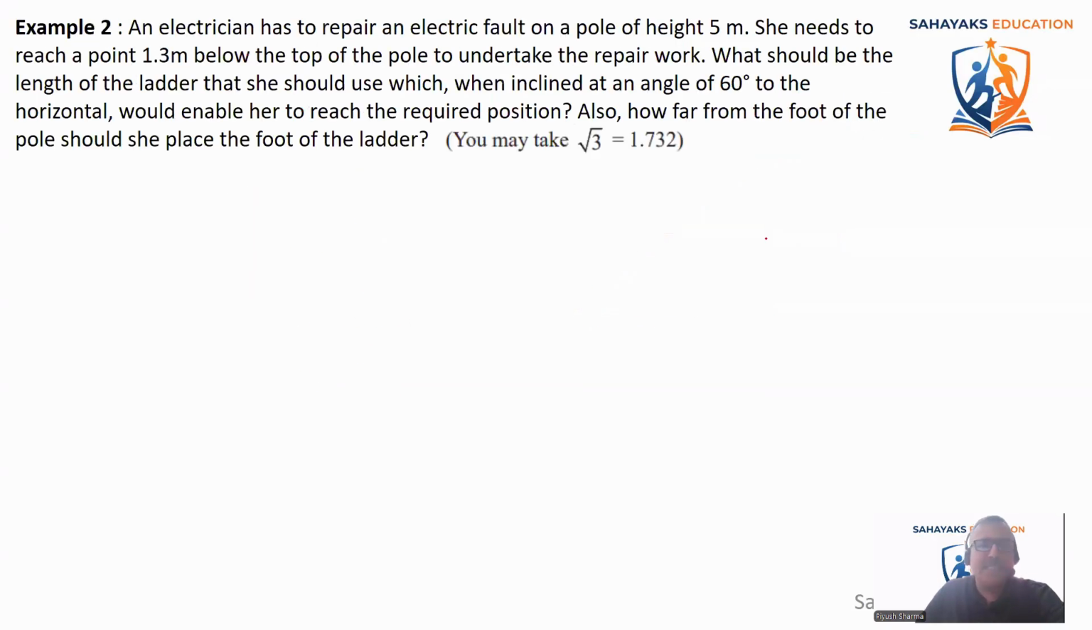So coming to the next question. It says, an electrician has to repair an electric fault on a pole 5 meters high. So there is an electric pole which is 5 meters high. I'll just make the pole here. This is a 5 meter high pole. Generally electricians in India are not women, but let's say it's good that we are not biased about gender. So she needs to reach a point 1.3 meters below the top of the pole to undertake the repair work.